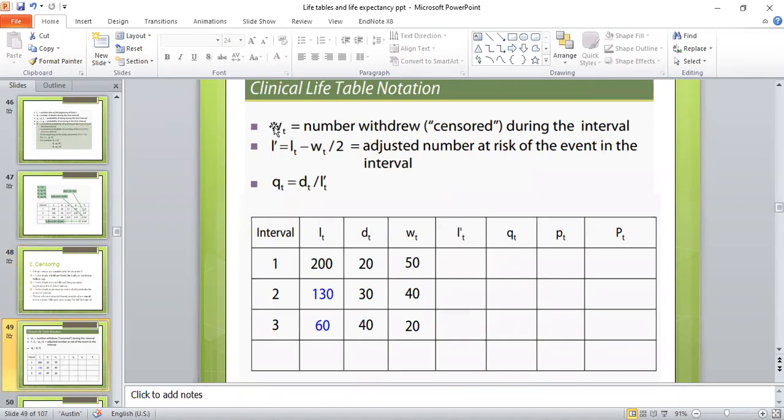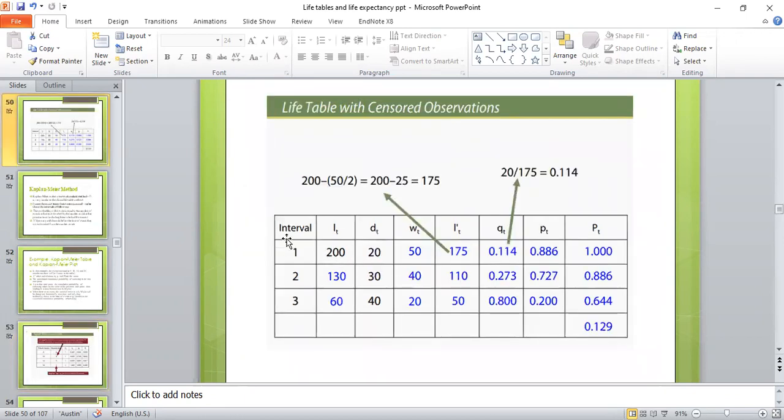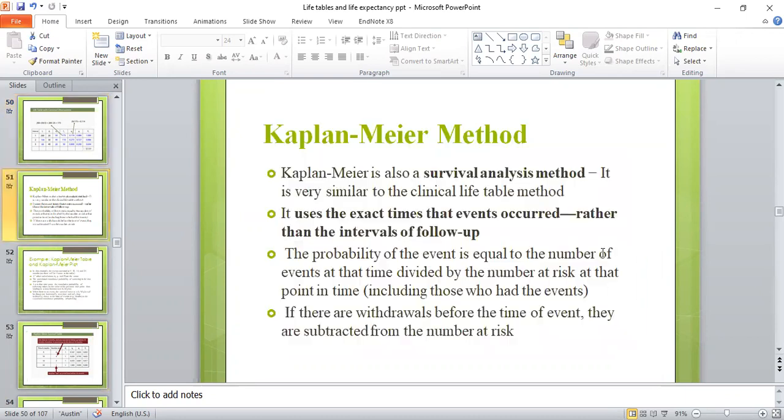For example, we add the wt column, which is the number withdrawn or censored during the interval, and we get the i dash t, the adjusted number at risk of the event in the interval, which is calculated as it minus wt divided by 2. Therefore, two more columns are added in the case of censoring in the clinical life table. All other columns are the same and calculated in the same way. From the previous example, if there are withdrawals of 50, 40, and 20 people, we can calculate i dash t, and qt is calculated in the same way. Pt is also 1 minus qt, and capital P t is obtained by multiplying the cumulative probability as described previously.